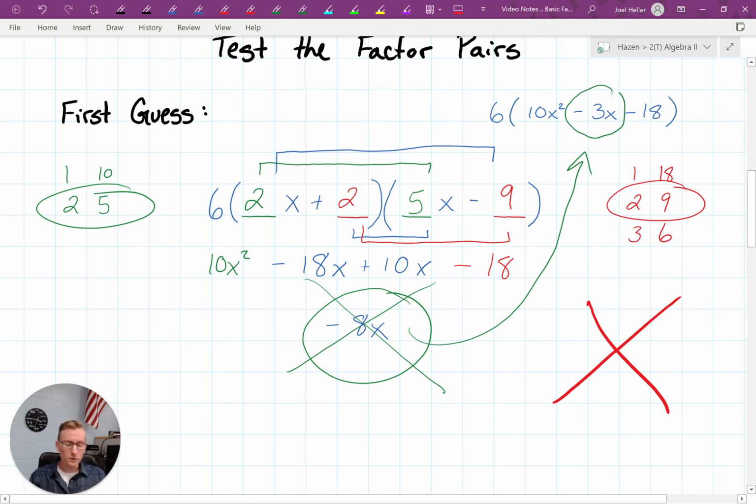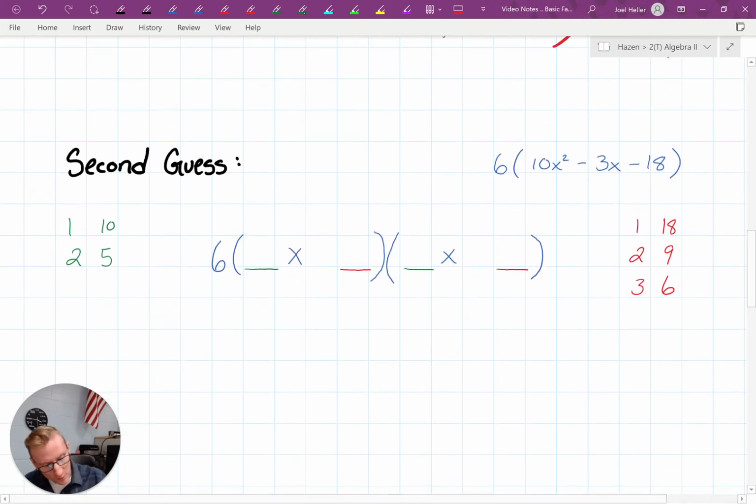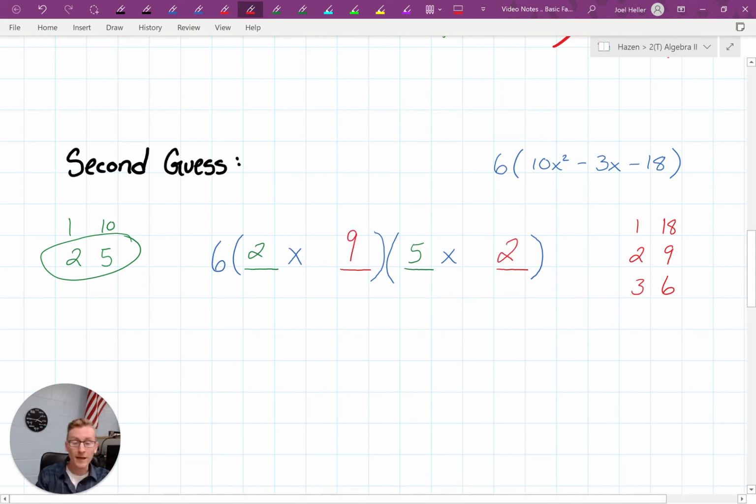So let's try a different one here. We'll go on to my second guess. Why don't we stick with the 2 and the 5 for now? We haven't exhausted all the possibilities there. And actually, let's stick with the 2 and the 9 too. But instead of putting the 2 here, like we did last time, and the 9 here, let's flip them. Let's see what happens there. So let's put the 9 there and the 2 there. And again, let's test our positives and negatives. One of them's got to be plus, one of them's got to be minus.